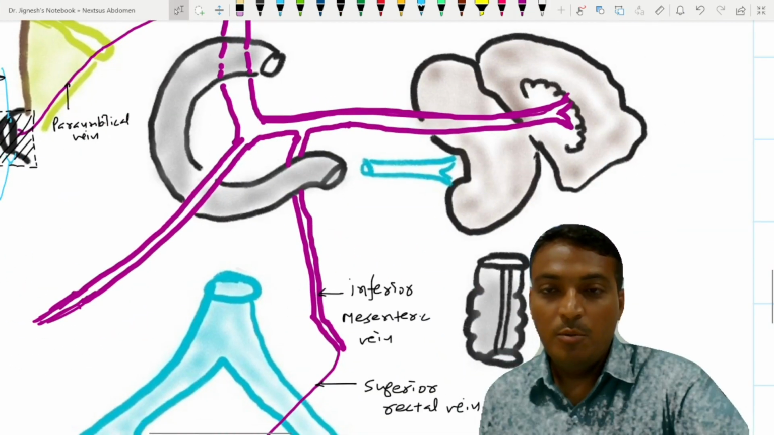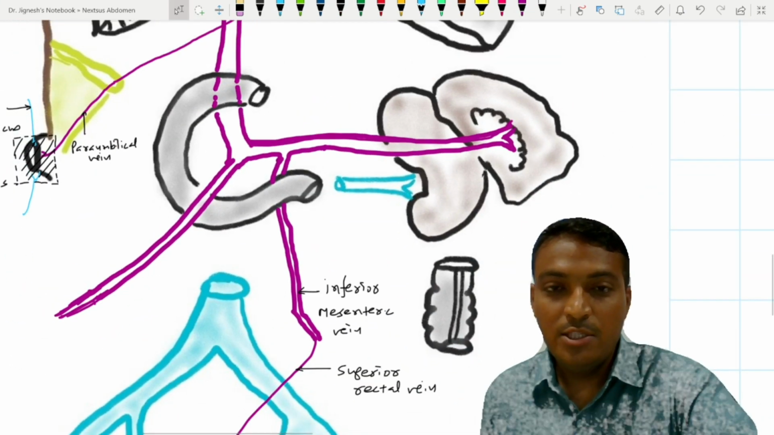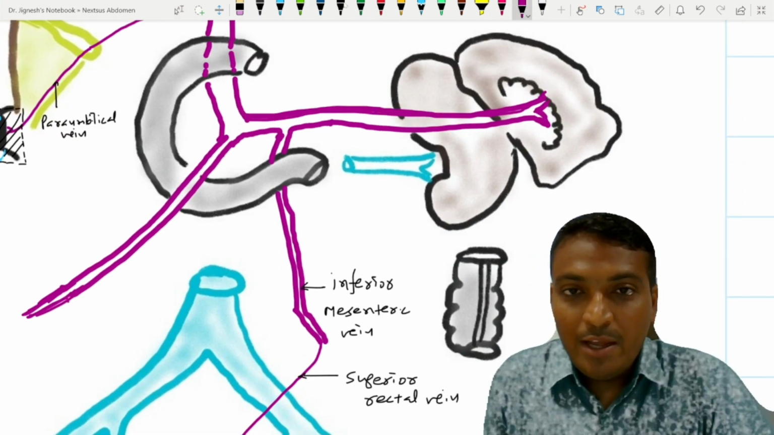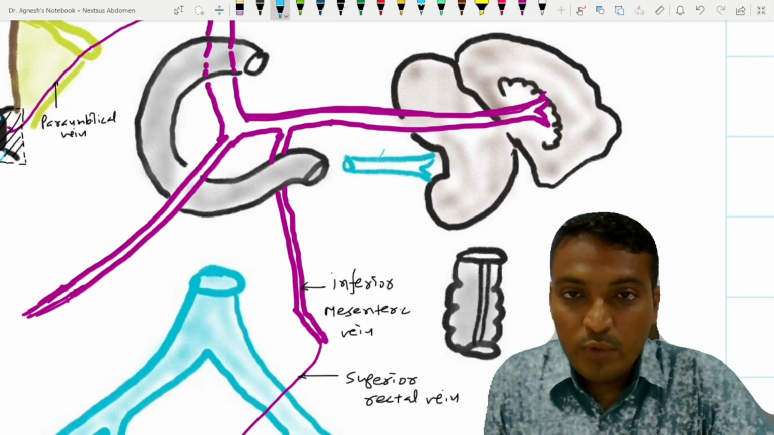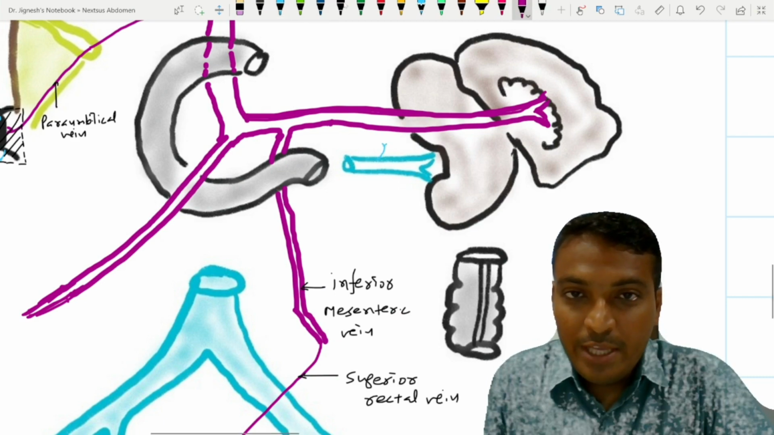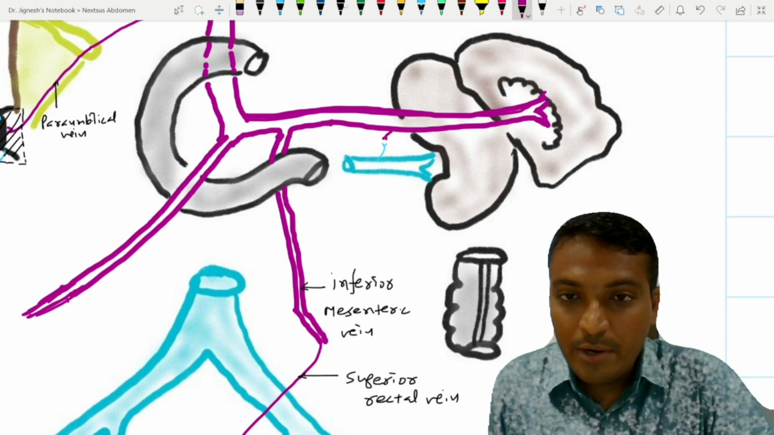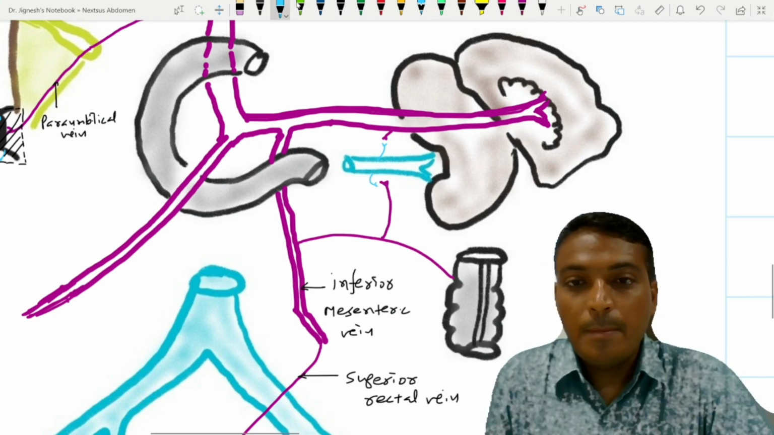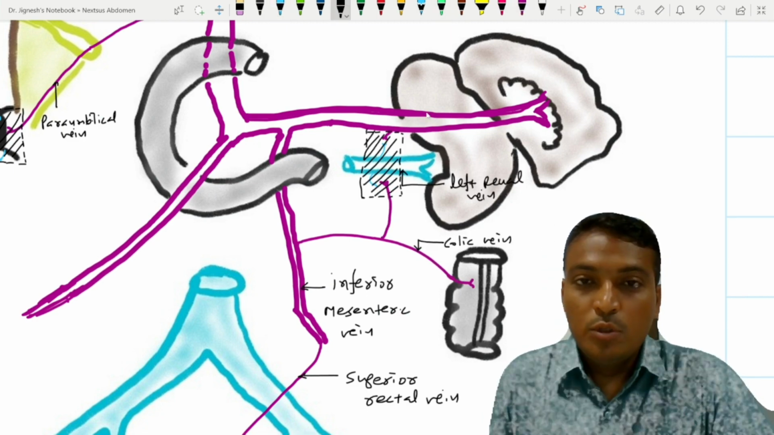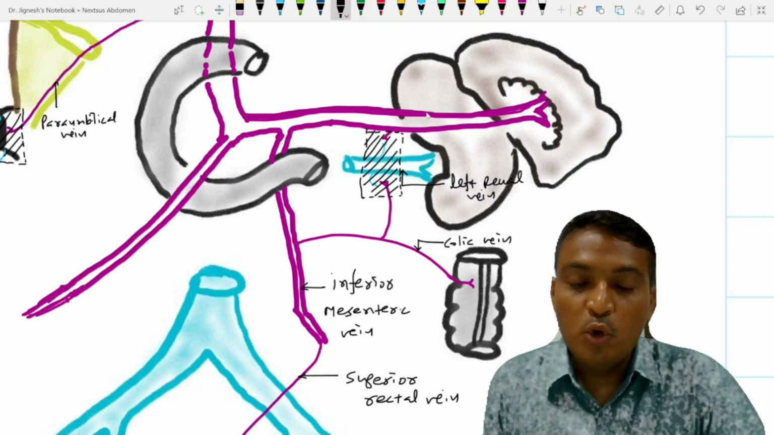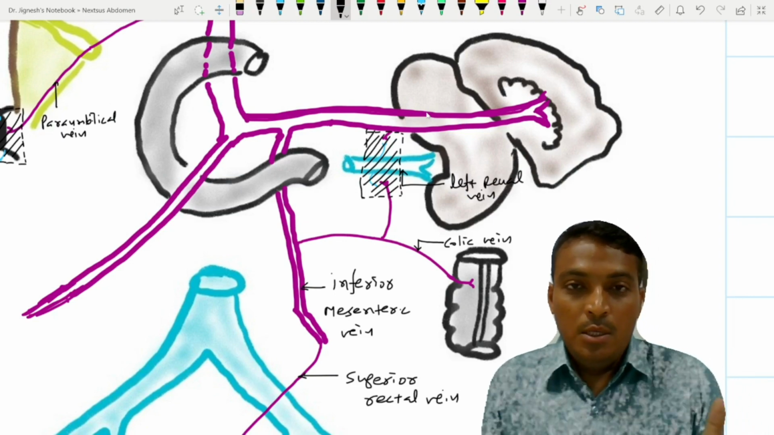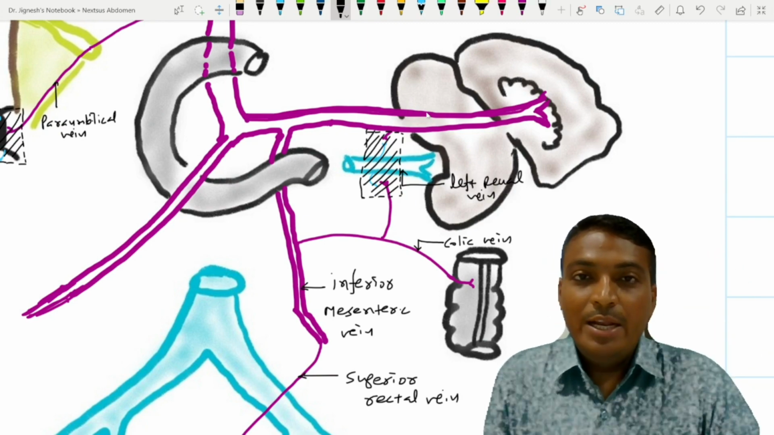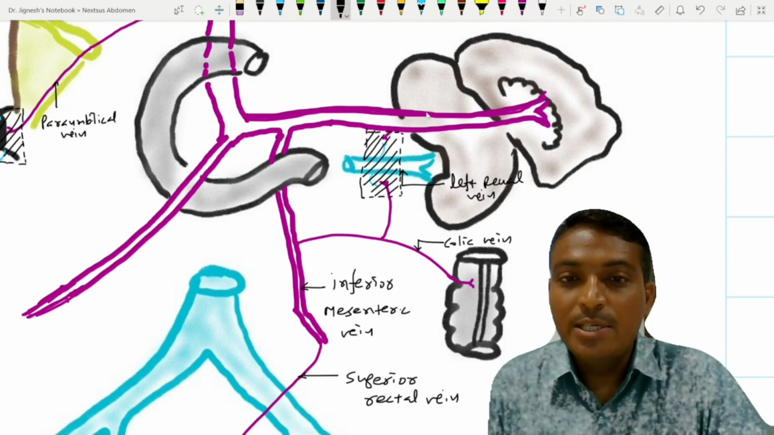The fourth site of the portocaval anastomosis is just behind the peritoneum. Just behind the peritoneum, the left renal vein has tributaries which anastomose with the tributaries of the splenic vein as well as the tributaries of the colic vein. So this anastomosis is also one of the portocaval anastomoses. The vein which communicates between the splenic vein and the left renal vein is called the vein of Retzius.